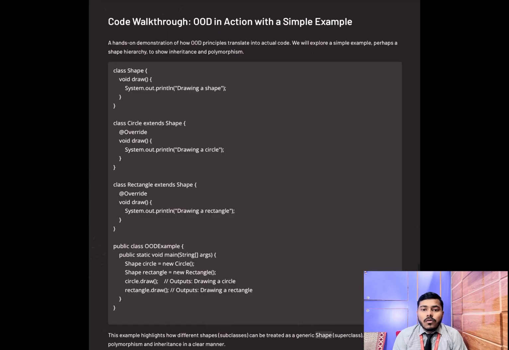Code walkthrough, OOD in action with a simple example, a hands-on demonstration of how OOD principles translate into actual code. We will explore a simple example, perhaps a shape hierarchy, to show inheritance and polymorphism. Here is some code. This example highlights how different shapes can be treated as a generic shape, showcasing polymorphism and inheritance in a clear manner. Let's move on to the next slide.